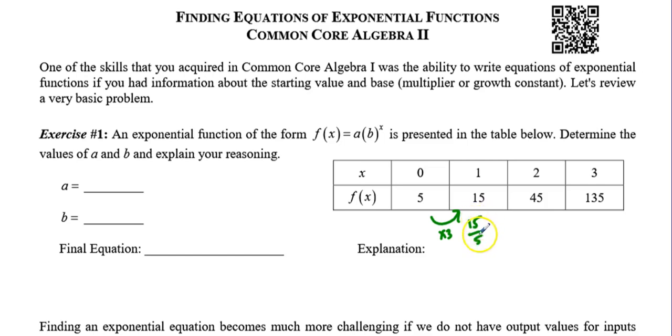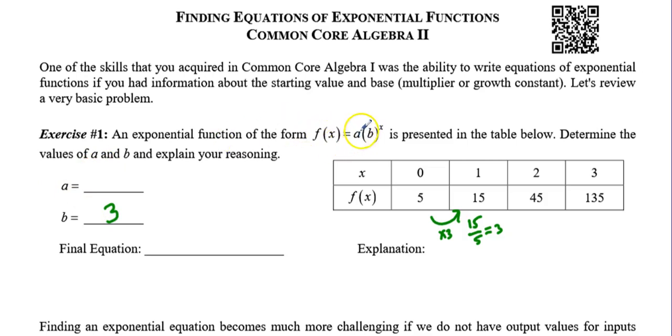And it turns out that's the base. That's the rate by which this thing is growing, what's being multiplied by each time. And we can see that's constant each time. 45 divided by 15 is the same. It's 3 every time. So that we know is our base. And then the question is, what's a?